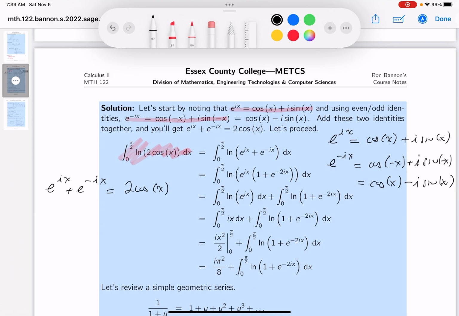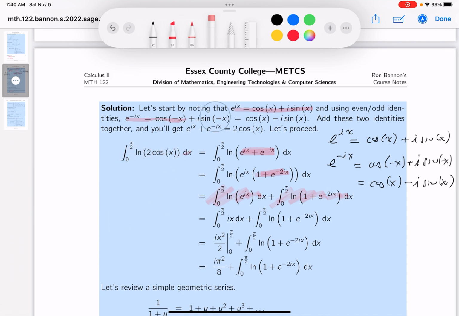I understand where that part is coming from. The next thing I did was factor out e to the ix. If you do that, what do you get? 1 plus e to the minus 2ix. And that's where this thing is coming from right over here. The next thing I did was use the rules of log to split it into two integrations. I'm splitting that log problem into two, and I get this one over here. So I'm at a place where I could actually do one of the integrations.